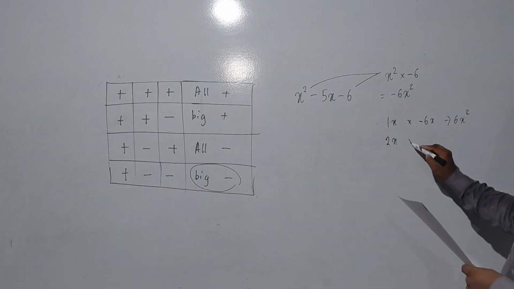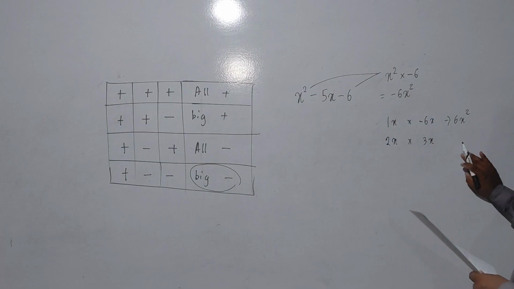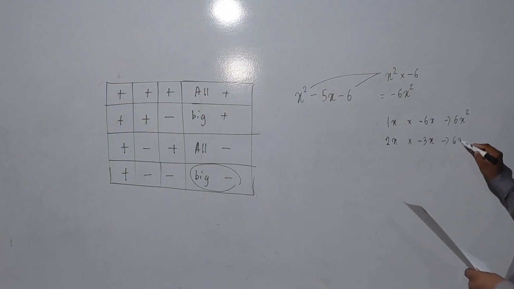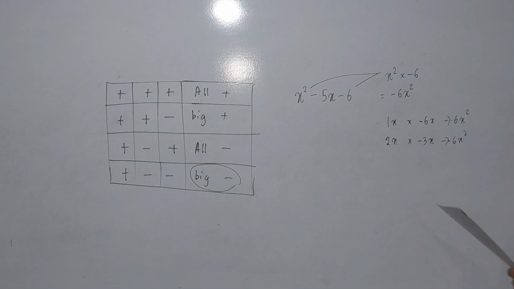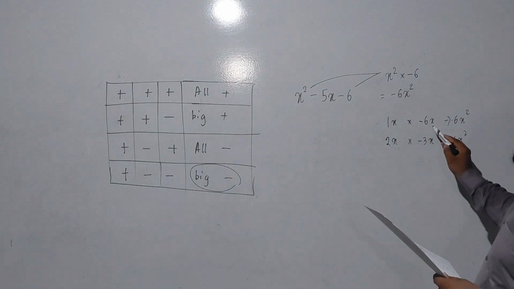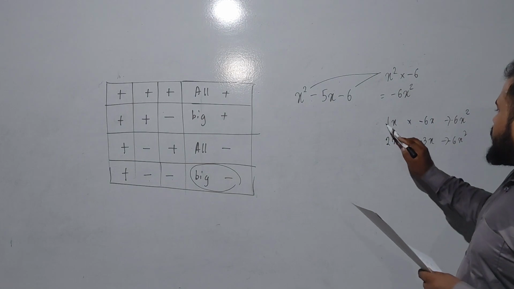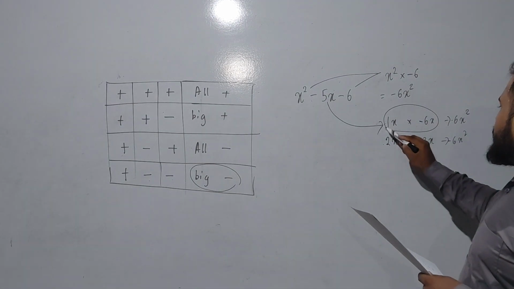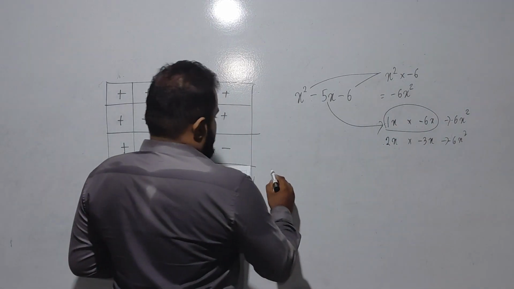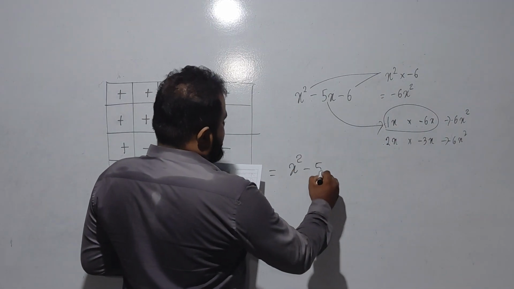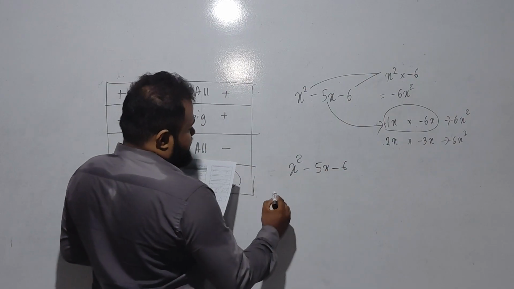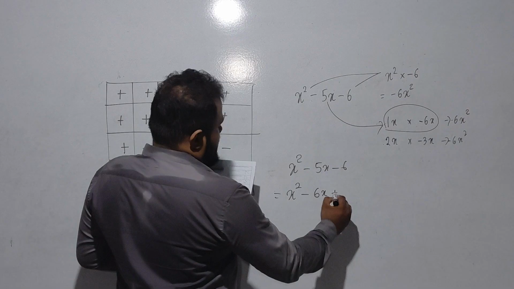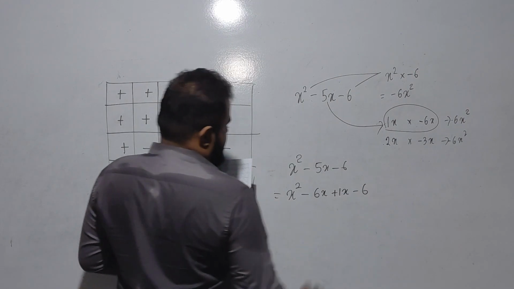Then 2x into 3x. For what are we putting negative? 2 or 3? For 3. Minus 6x squared. Now, when added, which of them gives minus 5x? This one. So we can write x squared minus 5x minus 6 as x squared minus 6x plus 1x minus 6.